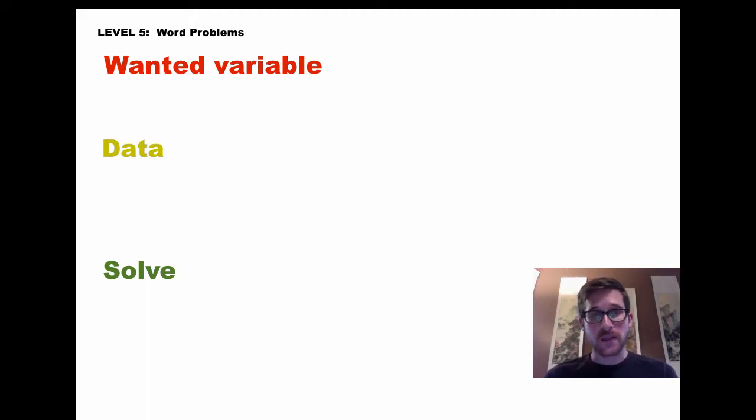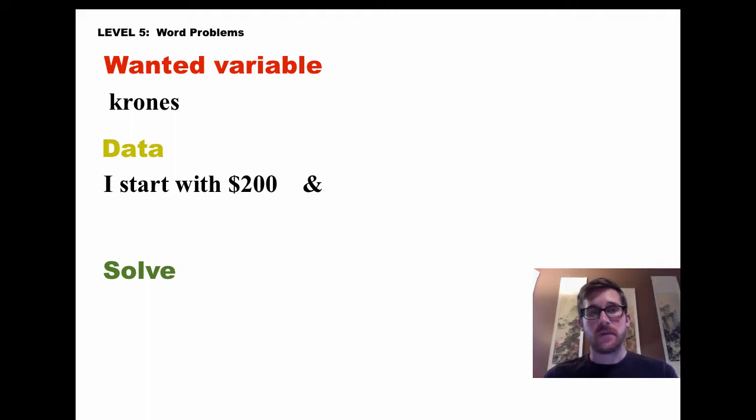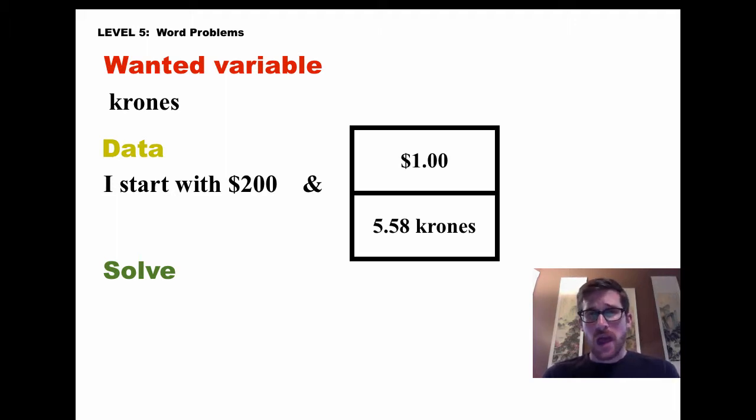So back to our currency exchange in Denmark. What do we want? What's the wanted variable? We want krones. We want to figure out how many krones we're going to get. Data. So I know that I'm starting with $200. That's from the very beginning of the problem. Sometimes at the end, but I have to know what I'm starting with. And then I also have some information in there that tells me that $1 is equivalent to 5.58 krones. So that's our domino. That's our old-fashioned domino that we use to convert things.